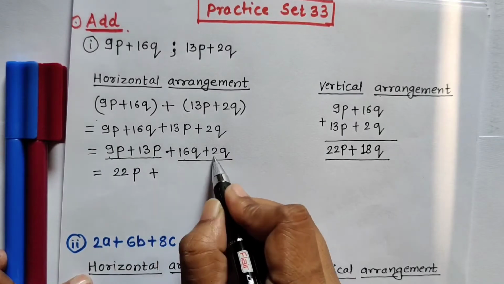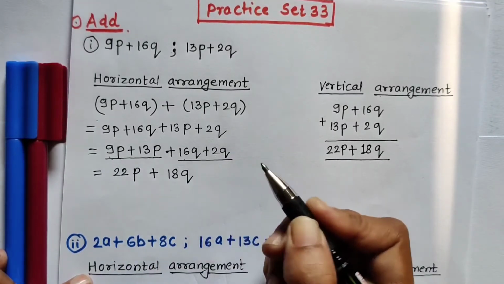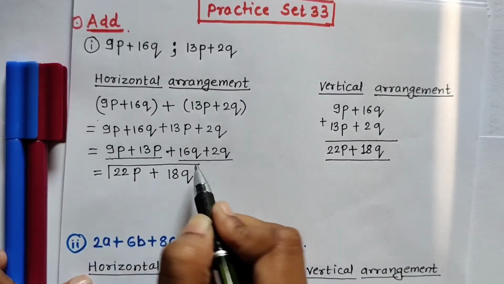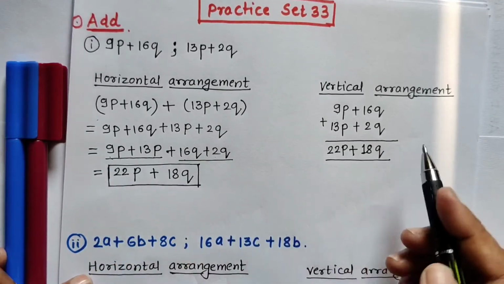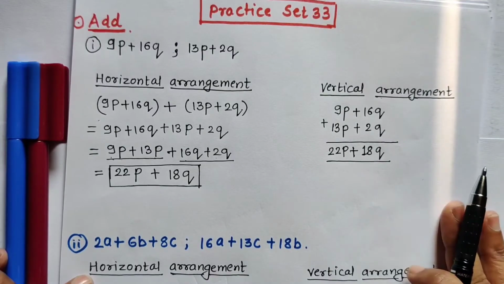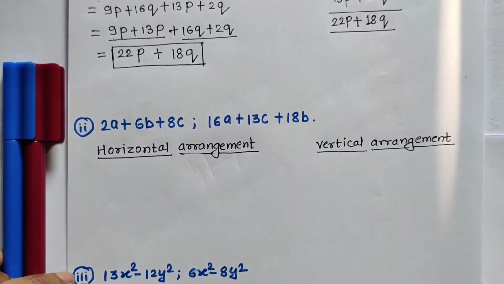Plus 16 plus 2 is 18, and q is the common variable, we write it one time. So in this way we have got the answer, which is the same in vertical as well as horizontal arrangement. Only the arrangements are different, otherwise the answer should be the same. Let us see the second sum.